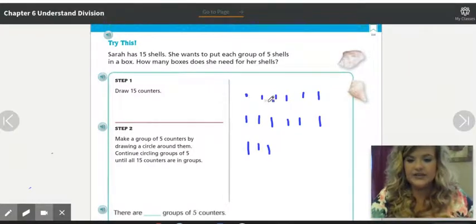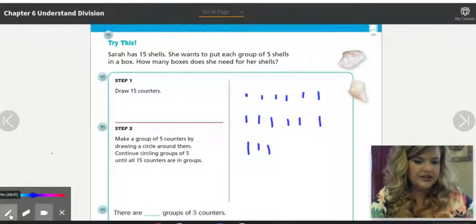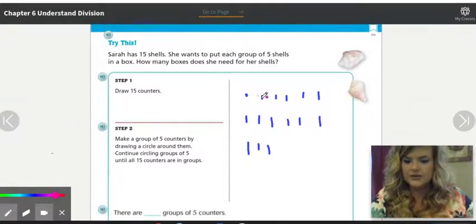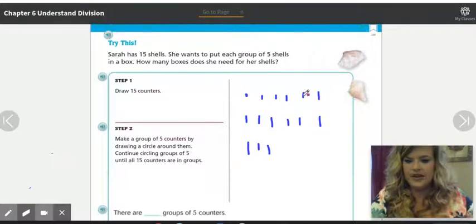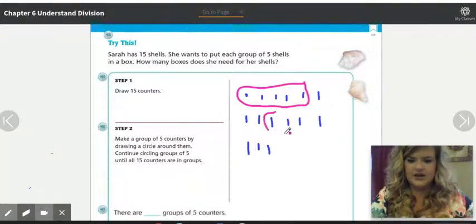I've got 1, 2, and I'm going to use a different color to circle my groups so that you can tell a little bit better. So 1, 2, 3, 4, 5. Here is a group that she can put in a box. Then I'm going to start here this time. 1, 2, 3, 4, 5. So there is another box.